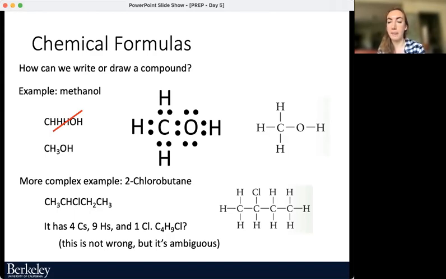Yeah, there's a hand. I was gonna say, isn't it when you write it out, the correct way to do it is in the order of the periodic table?